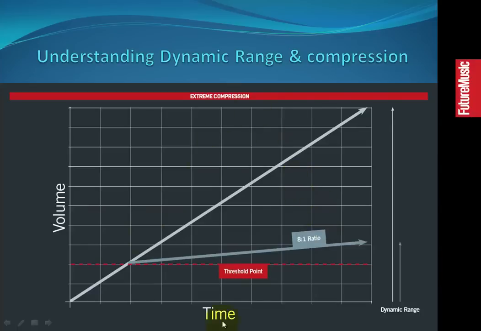Now, what if we were to apply extreme compression settings to the human voice? In this example, I've set the threshold point much lower. So the threshold is down, set kind of near the whispers, near the quiet parts of the song. And the ratio is much more extreme. It's 8:1.